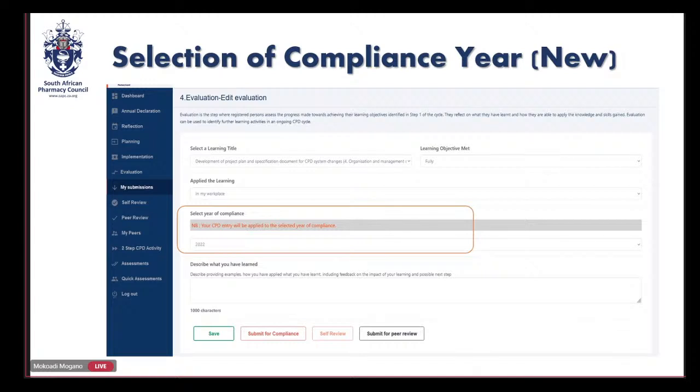I hope it makes life easier, because we used to get complaints to say, I've submitted my CPDs, but then they reflect under the current year, but I wanted to submit them for the previous year. So I think that would help to address the whole confusion with regard to compliance year of CPD.